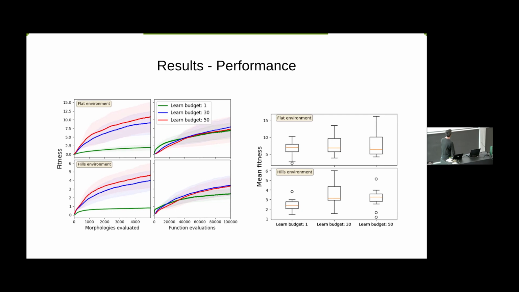So at the right figures at the top, you see the flat environment, which shows not that much difference after 100,000 function evaluations. However, in the hills environment, both the learning situations perform quite similar, but without learning or a learning budget of 1, the performance is quite worse than the others.